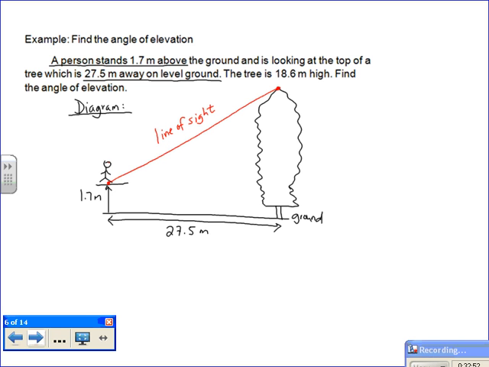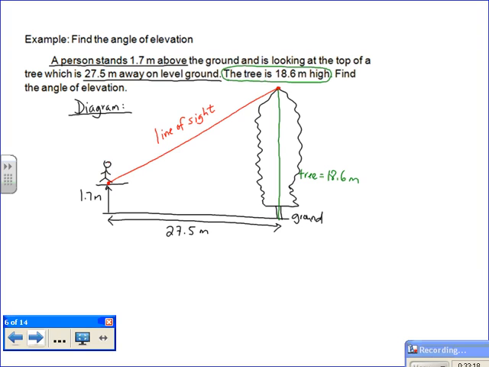Okay, and finally what I know about the tree is that, let's go ahead and draw in a vertical line right there. So the tree has a height of 18.6 meters. That's the last piece of information that I'm given. So that's the vertical distance from the bottom of the tree to the top of the tree, 18.6 meters.